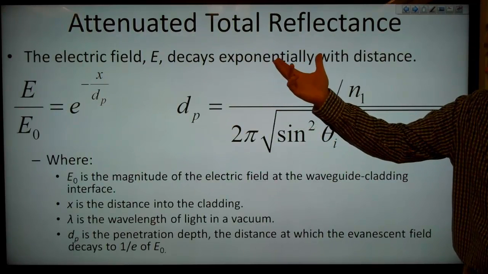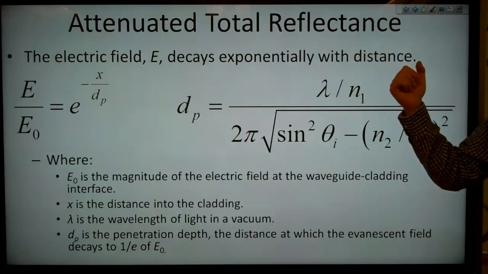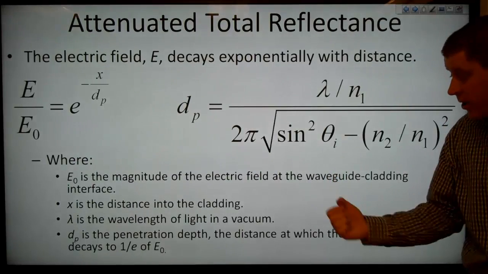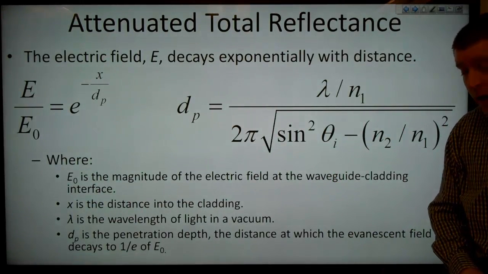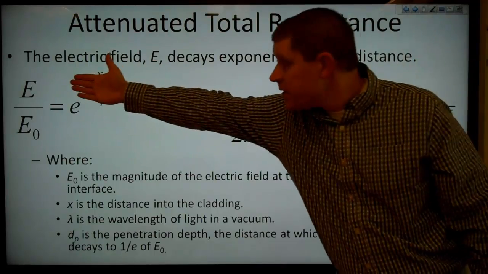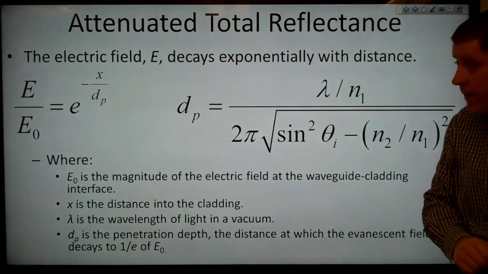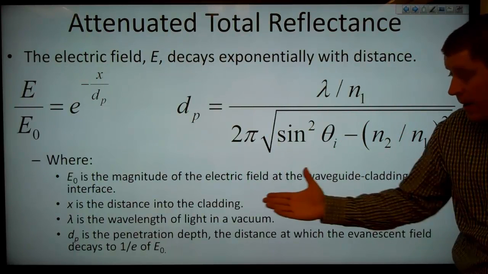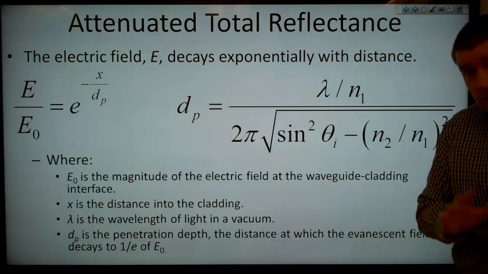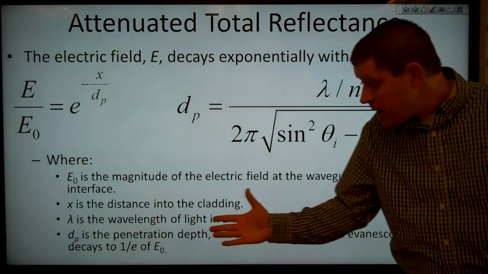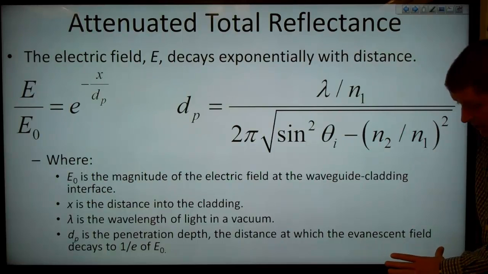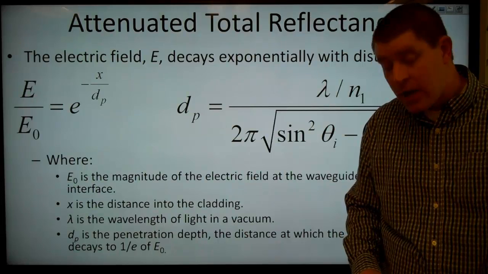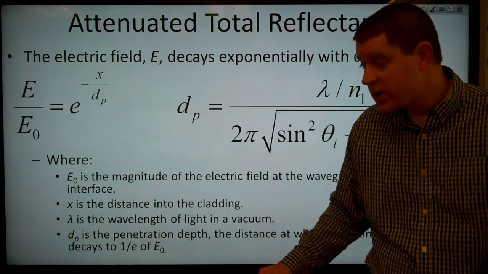So our electric field E is decaying exponentially with distance, and we see that here, where E naught is the magnitude of our electric field at the waveguide cladding interface. E is the electric field some distance away. X up there is the distance that we are moving into the cladding. Lambda is the wavelength of light in the vacuum, not in our media here. dP is the penetration depth. This is the distance at which the evanescent field decays to 1 over e of E naught. Now 1 over e is 37% of E naught.